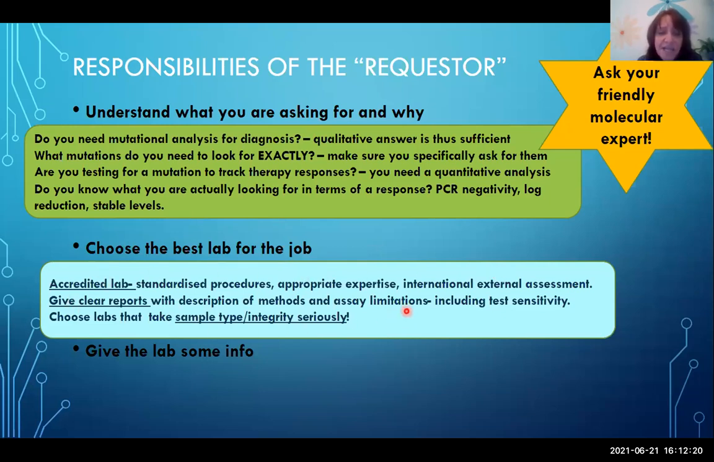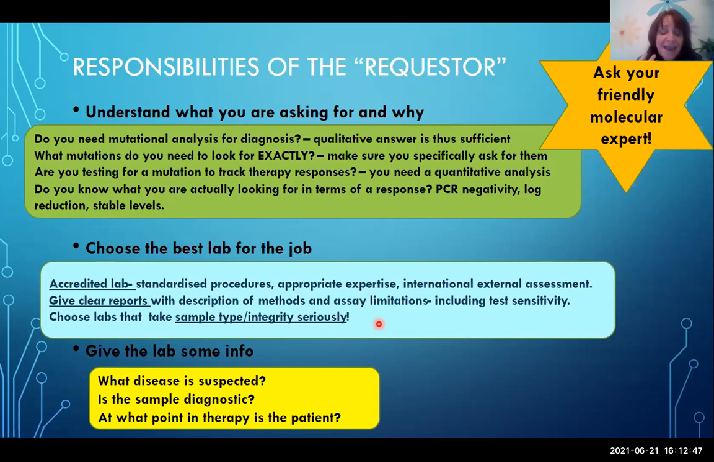Choose labs that give clear reports, that give you descriptions of methods and assay limitations. Those are really important. And choose labs that take sample type and integrity seriously. I'm saying this because unfortunately there are labs that don't, and that concerns me. And it really is up to the clinician or pathologist to make sure that they're choosing the right people for the right job. And give the lab some information.